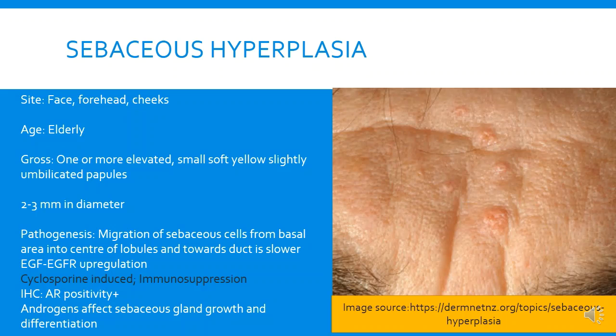The pathogenesis of sebaceous hyperplasia is that the migration of sebaceous cells from the basal area into the center of lobules and towards the duct is slower. And that is because of increased epidermal growth factor and epidermal growth factor receptor upregulation. Some of the sebaceous hyperplasia could be cyclosporin induced, and some of them could be with background immunosuppression. In immunohistochemistry, there is androgen receptor positivity. This androgen receptor positivity is seen in all sebaceous tumors because androgens affect sebaceous gland growth and differentiation.